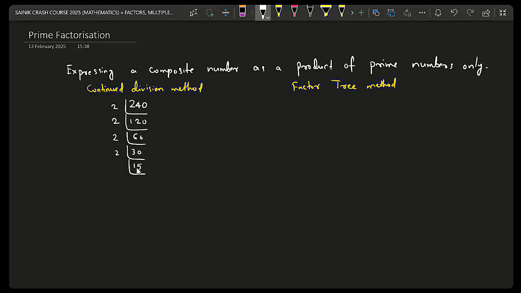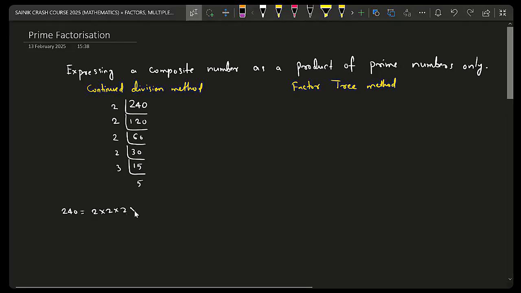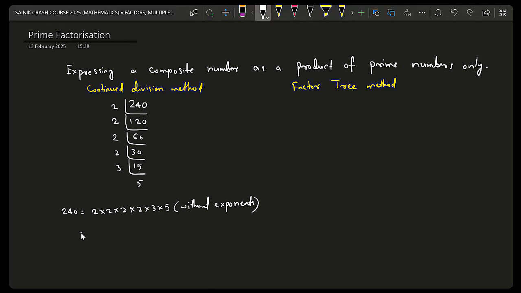So check the next prime number, that is 3. With 3 it is divisible. 3 fives are 15. When you get a prime number here at the end, you can stop the process and write the prime factorization. That is 240 is equal to 2 into 2 into 2 into 2 into 3 into 5. This is without using exponents. But if you want to use exponents, you can write like this.